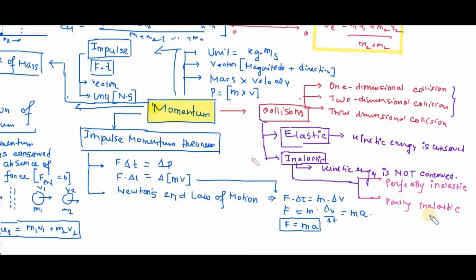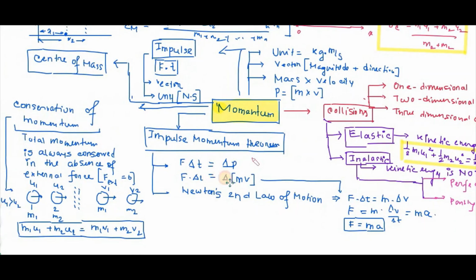And partly inelastic collisions can be defined as those where, after the collision, the objects move separately, but there is a certain amount of energy loss. That represents the partly inelastic collision. So under elastic collisions, if we apply the kinetic energy conservation law, it can be represented in terms of an equation as follows.